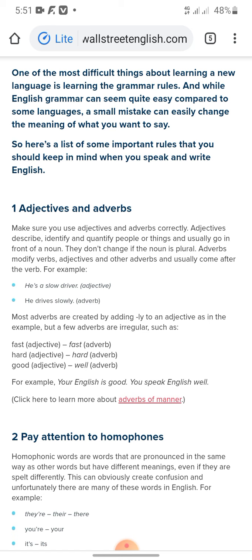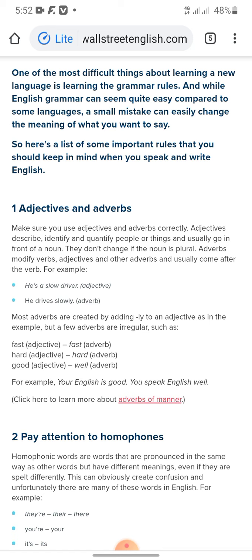Hard is an adjective, hard is an adverb. Good is an adjective, well is an adverb. So in these cases, the rule of adding ly to the adjective to make it an adverb cannot be applied. Another example could be bad is an adjective, badly is an adverb.